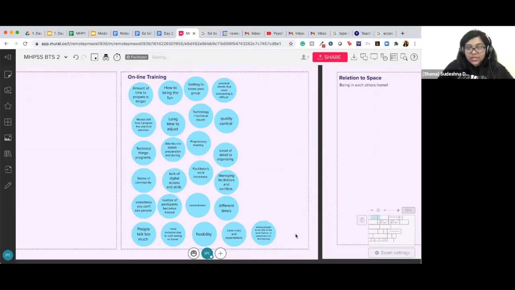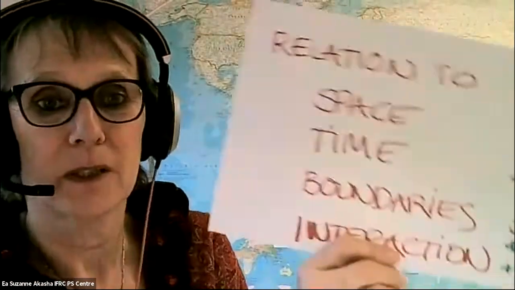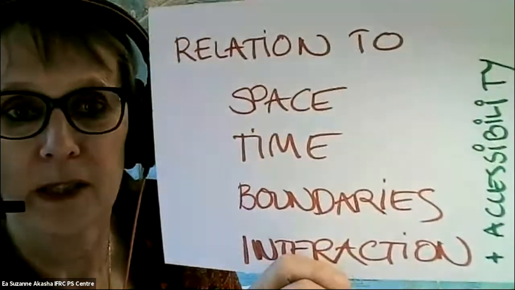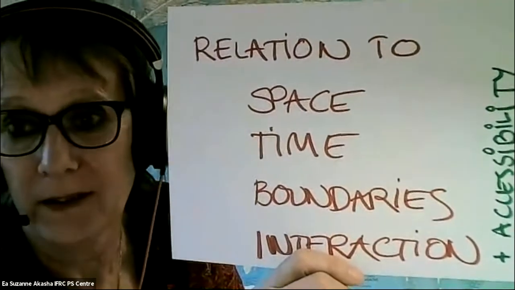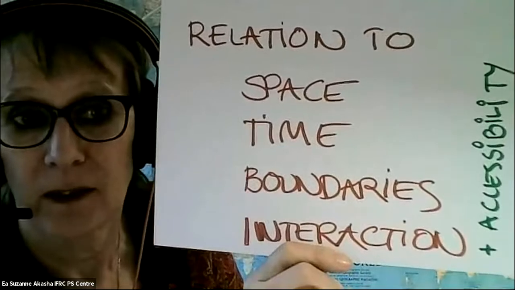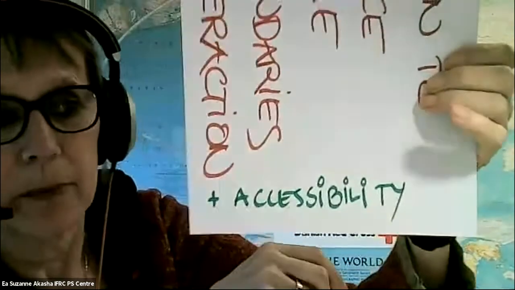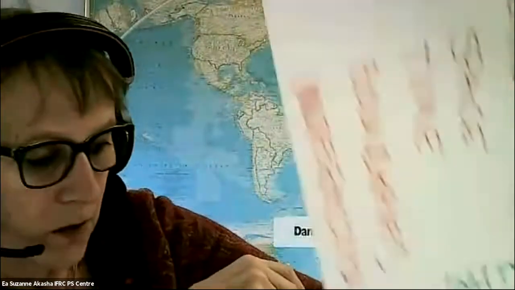That is perfect. Thank you so much, Adam, for sharing those. And I'm going to turn it over to Ia, actually, to talk more about the next part of it. So what you've listed is actually what we're going to talk about: how online training changes our relation to space, time, the boundaries, and the interaction, but also a bit about accessibility.